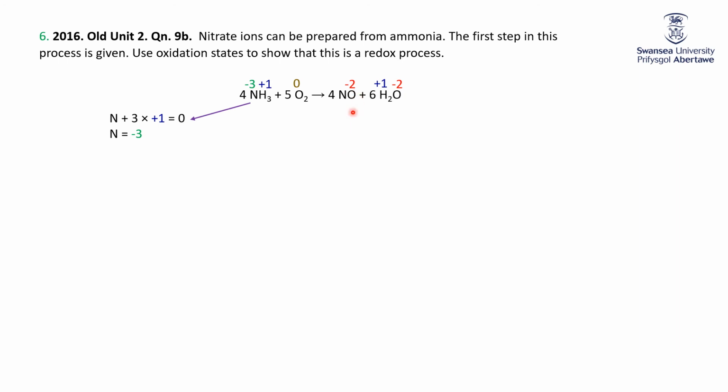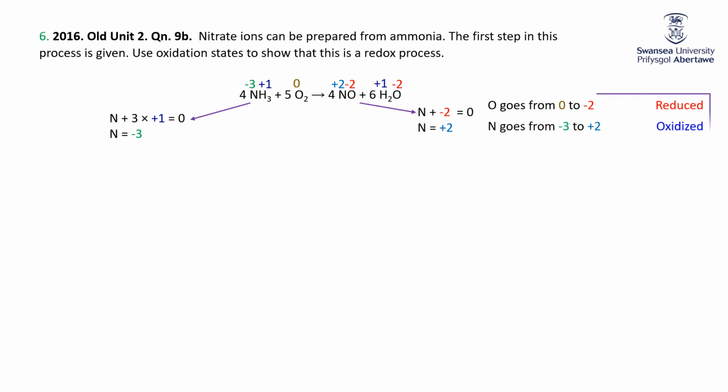Again, we've got oxygen there, which we can immediately now say is minus 2. Thus, the nitrogen minus 2 is 0. The nitrogen must be plus 2. So let's see what happens. The oxygen goes from 0 to minus 2, so the oxygen has been reduced. And the nitrogen goes from minus 3 to plus 2, an increase in oxidation state, so it has been oxidized.